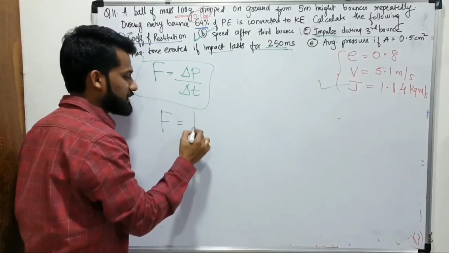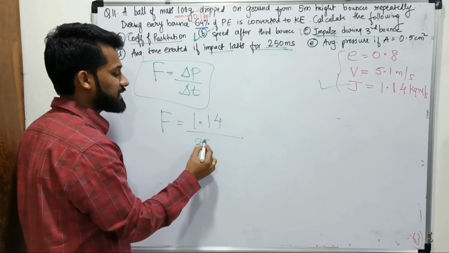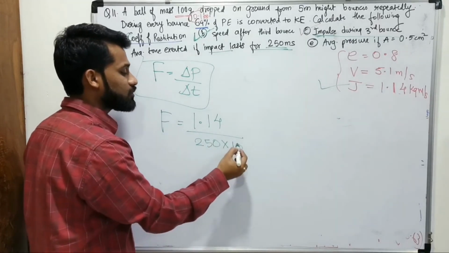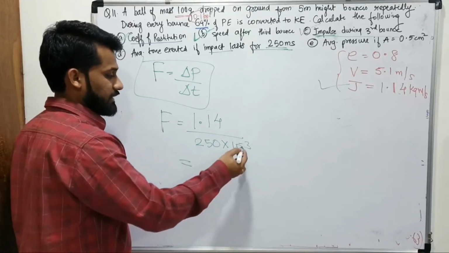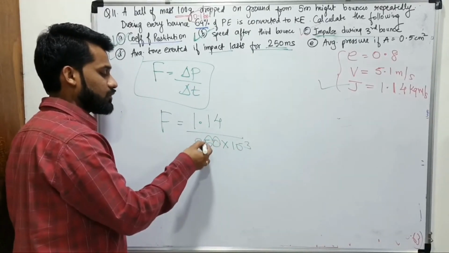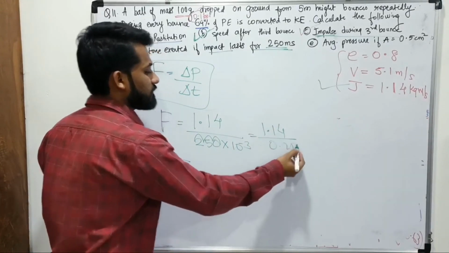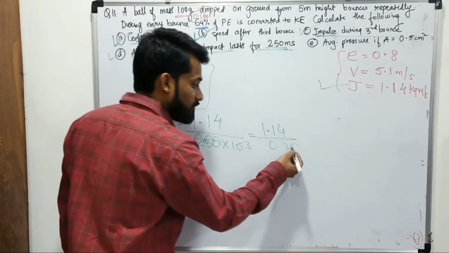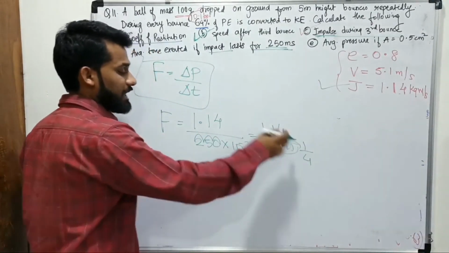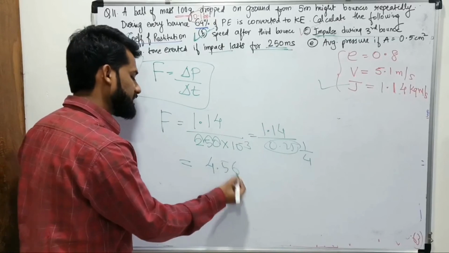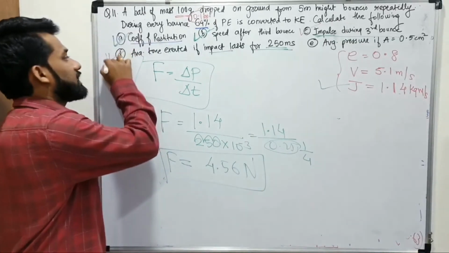Yes, it will be impulse 1.14 upon time, which is 250 milliseconds. लेकिन millisecond मतलब 10 raised to minus 3 milli. So if you solve this, 10 raised to minus 3 इसको दिया, तो 1, 2 and 3, it will become 1.14 upon 0.25 millisecond here. And 0.25 is nothing but 1 by 4. So that 4 will go up, and if you multiply it with 4, it becomes 4.56 Newton. This will be the value of force acting on that surface.